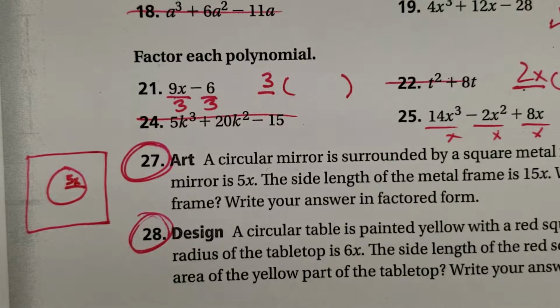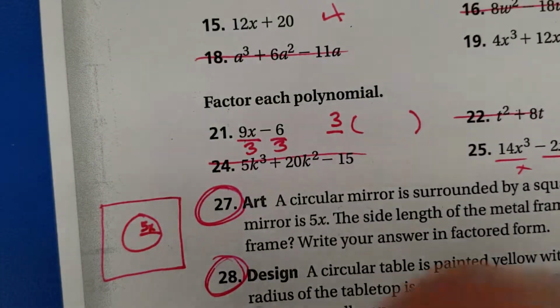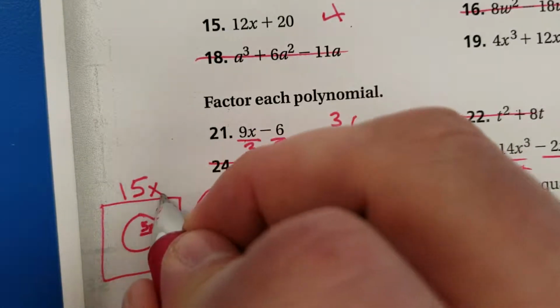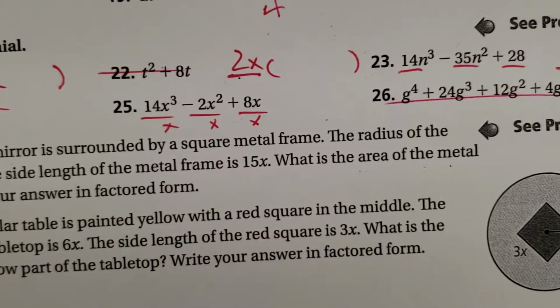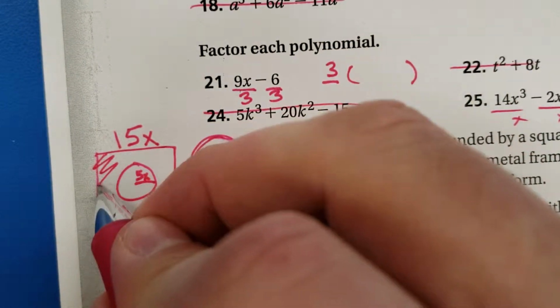Radius of the mirror. Radius is from the middle of the circle to the outside. The side length of the metal frame is 15x. Side length is 15x. That's a square. What is the area of the metal frame? So we want to find just the area of this.